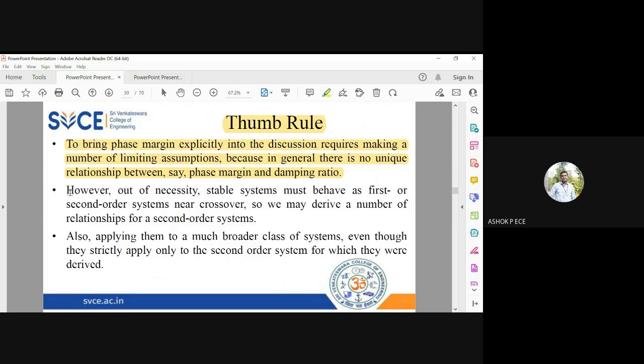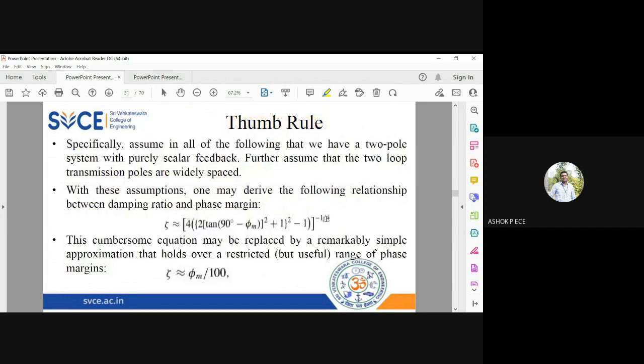So we'll try to fit whatever system we are going to analyze using a first order or second order system only. Specifically, we are going to assume a two-pole system with pure scalar feedback. So we limit the number of poles in our system to 2, so that we have all the formulas in hand, and I can use the relationships to find the required rise time and the required settling time, and design for that. But we can still derive the relation between damping ratio and phase margin. So I can do that, and that's done here.